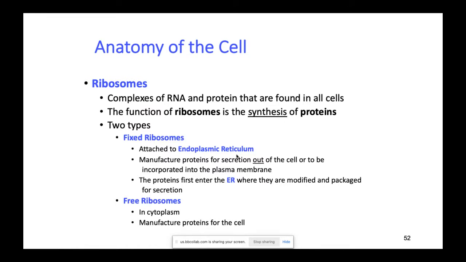That's where it gives it that rough appearance called the rough endoplasmic reticulum. The free ribosomes produce protein for the cell. The rough endoplasmic reticulum is going to produce protein to be shipped out of the cell, or at least can be used to regenerate any damage to protein within the cell membrane.